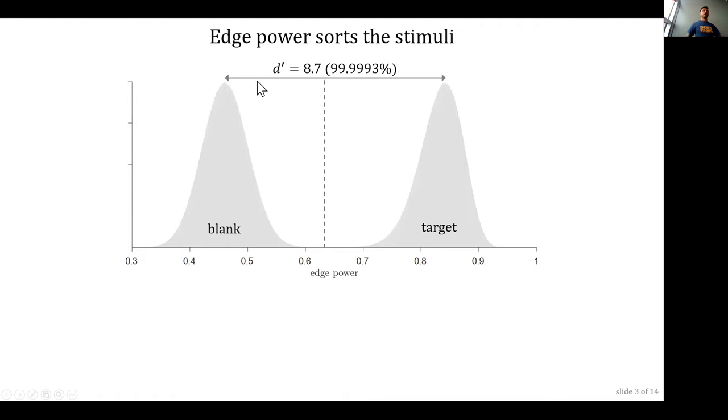99.9993% correct. And so every value of D prime, which is also called the discriminability or sensitivity index, reflects a value of accuracy that you would have in separating out the signal from the noise distributions. And this is the signal distribution, this is the noise distribution. Okay, so this is a very simple computational detection model, yet it has very high accuracy. Okay, but this is not all that the edge power gives us.